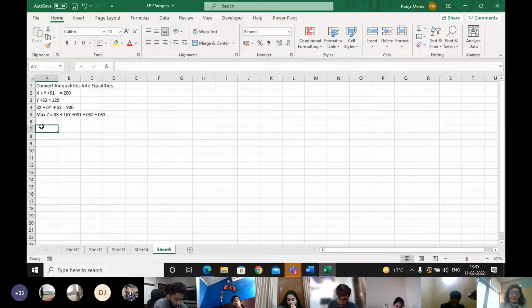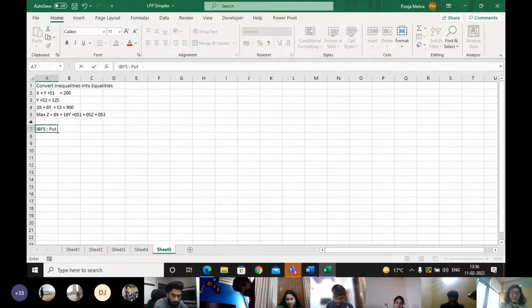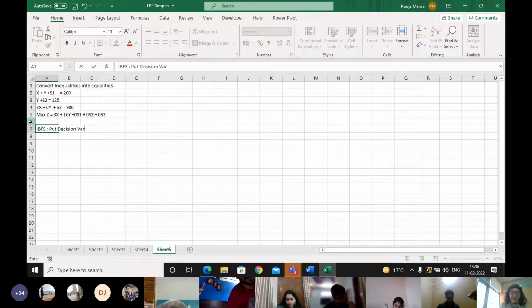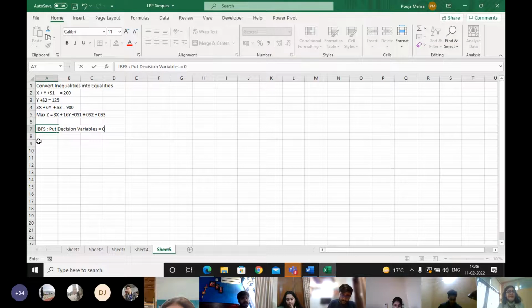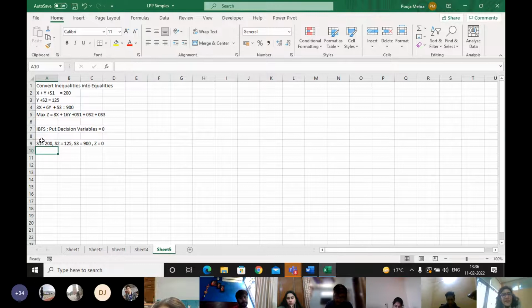For finding the initial basic feasible solution, we need to put what? Decision variables equal to 0. When we put the decision variables equal to 0, what do we get? S1 is 200, S2 is 125 and S3 is 900. And Z would be 0. Ma'am, can we put the values in the initial table?